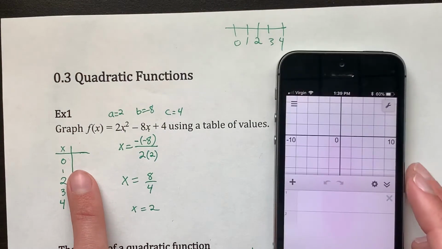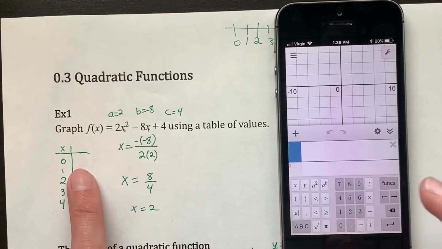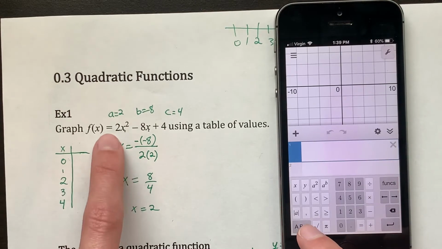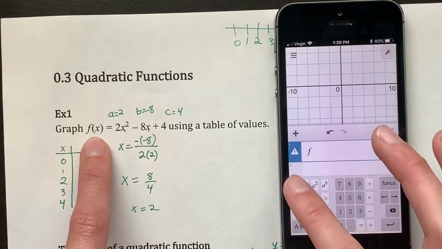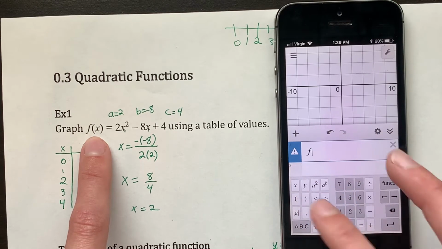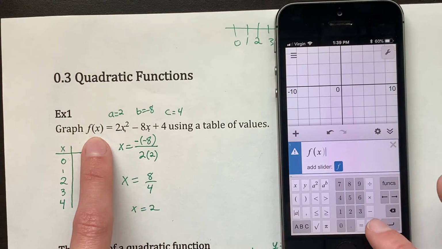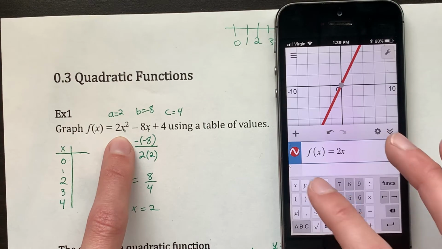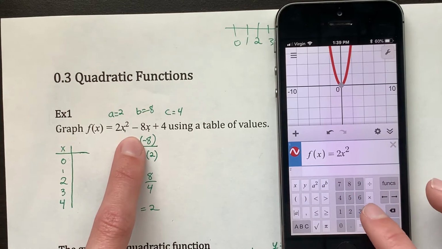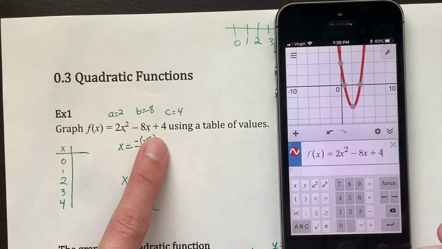I'm going to use Desmos. So I just got the Desmos app. And I am going to type in a function. I'm going to type in f of x. Oops, not f times x. Got to get those parentheses. F of x equals 2x squared minus 8x plus 4.